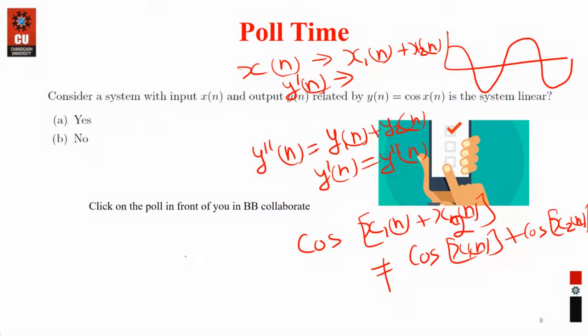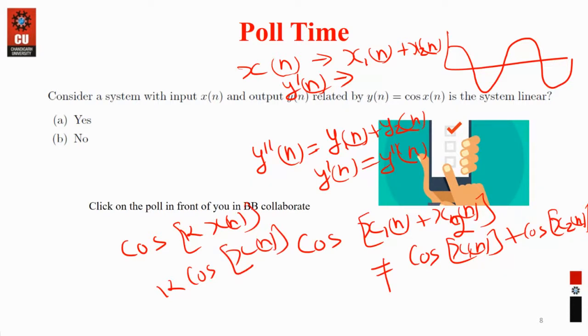Or you can simply test for homogeneity. And how to test for it? Cos of k times x[n]. Can I write it like k cos of x[n]? Can I take a constant out of the angle? No, not at all. So is it linear or non-linear? It is a short non-linear system.